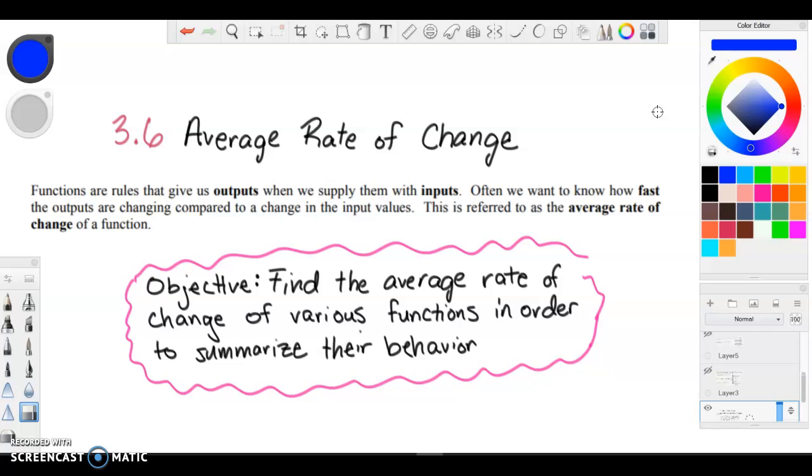You're probably familiar with this already because it's really similar to the idea of slope from 8th grade. The only difference being that when we talk about average rate of change, we don't need to have a straight line. We can have something like a curve instead. Either way, our goal today is to find the average rate of change of various functions in order to summarize their behavior. Let's look at our first problem.